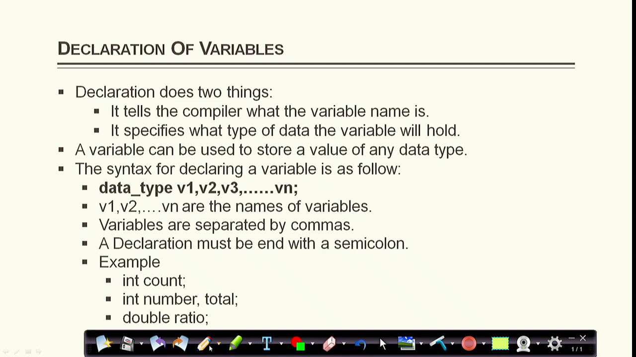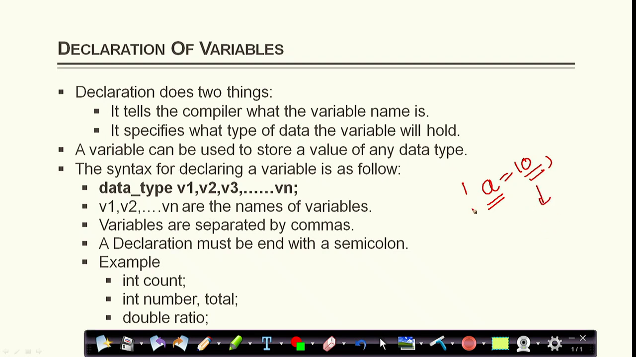Before using this variable and before assigning any value to the variable, suppose you are writing a is equal to 10. Here a is the name of your variable and 10 is the value of your variable. Before assigning a value to the variable, you must declare the variable. And the declaration does two things. It tells the compiler the name of your variable, and it also specifies what type of data the variable will hold. Here we know that 10 is an integer.